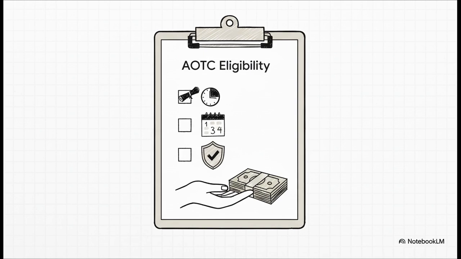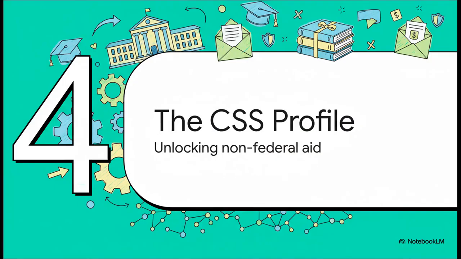Now, the AOTC does have a few rules, but it's really built for those first 4 years of college. And if you qualify, this credit is a pretty big deal. We're talking up to $2,500 per student, right back in your family's pocket each year. That adds up. All right, on to our final tool.